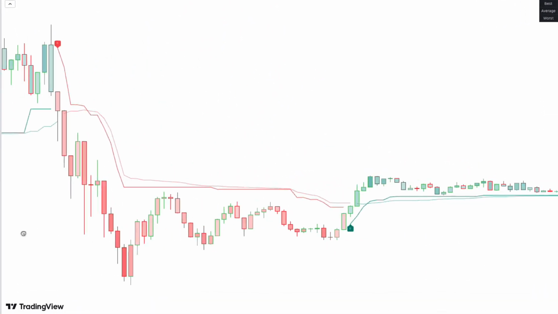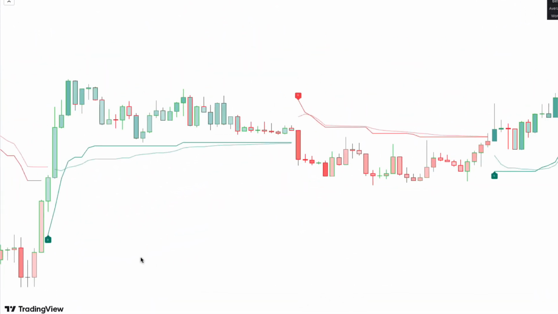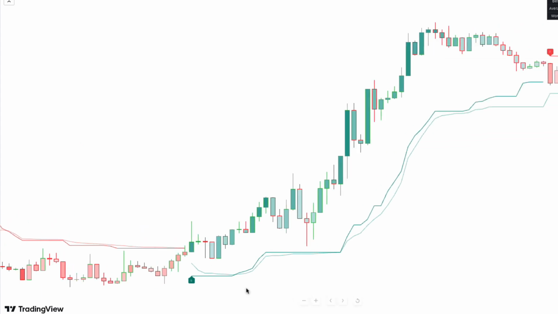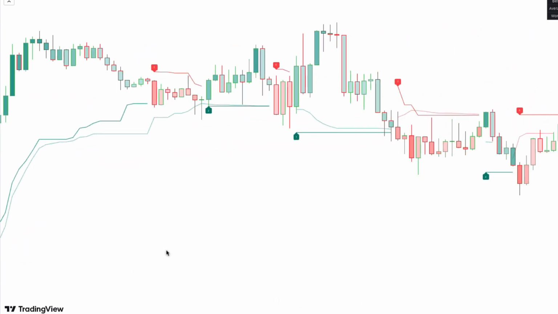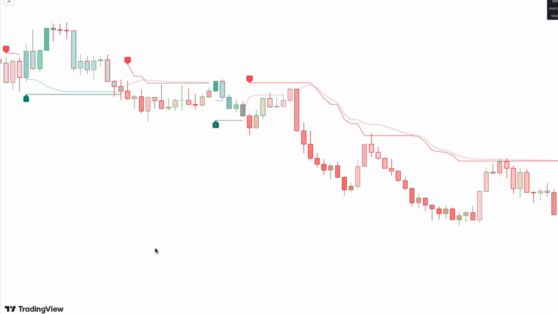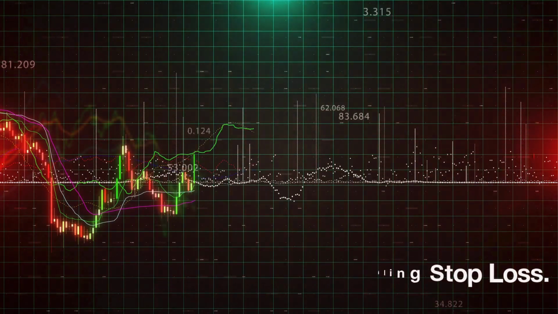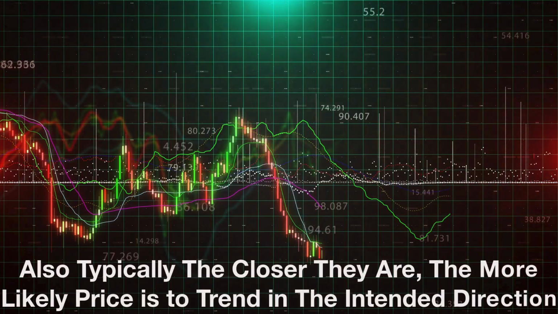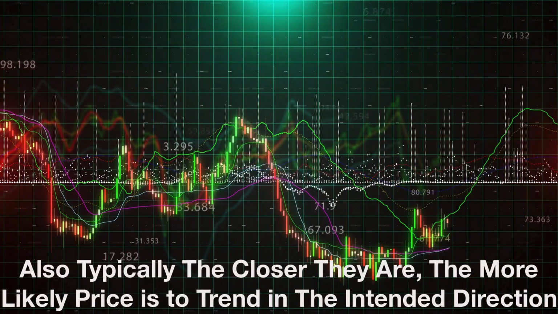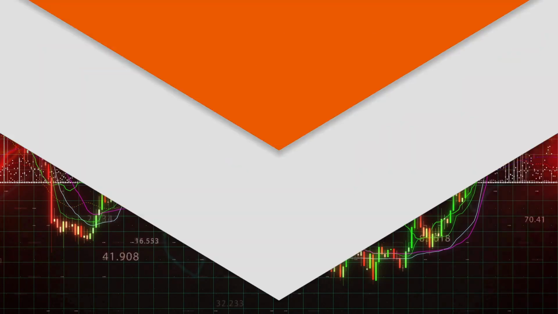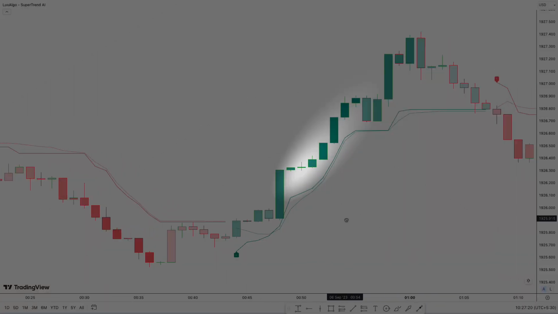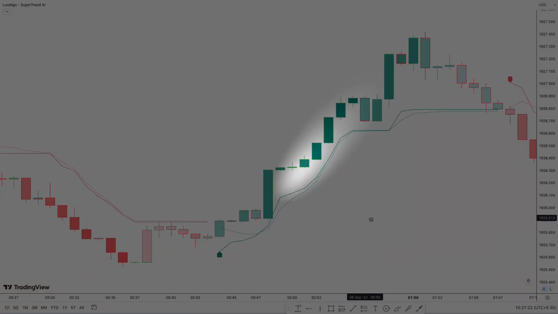Now, as you can see, the indicator does a much better job at identifying more medium-term trends. These bands that trail positions are similar to the Supertrend indicator bands. You can think of them as a trailing stop-loss. Also, typically the closer they are, the more likely price is to trend in the intended direction. You will also notice that there is a color gradient on each candle. The brighter the color, the stronger the trend.